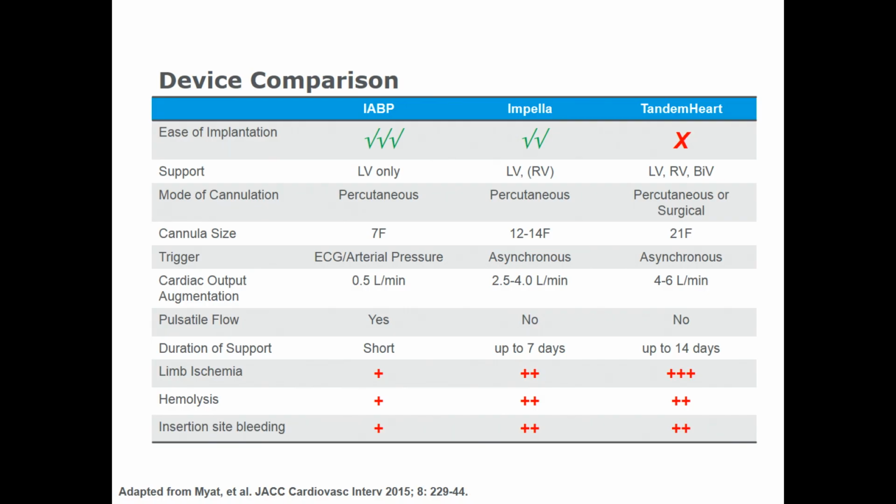The Impella, as mentioned, may have options for both isolated LV or RV support. The mode of cannulation is typically percutaneous for these devices, but the TandemHeart device can be implanted surgically. And importantly, the size of the cannulas, which affects the risk of limb ischemia, varies widely between the devices. But in general, the larger cannula devices provide greater flow at the expense of greater risk of complications, including limb ischemia and bleeding.